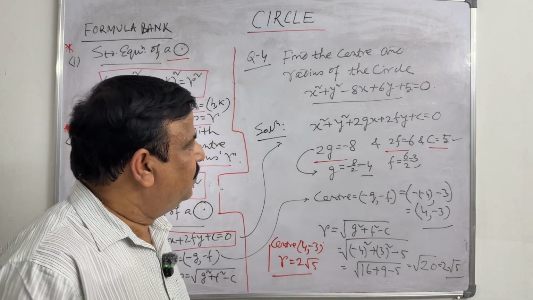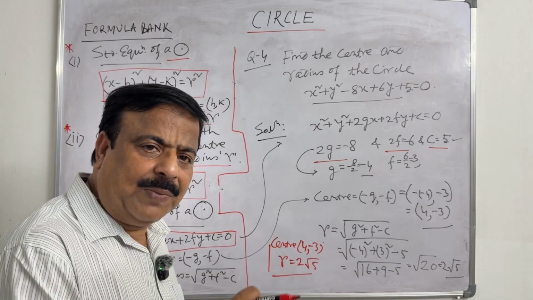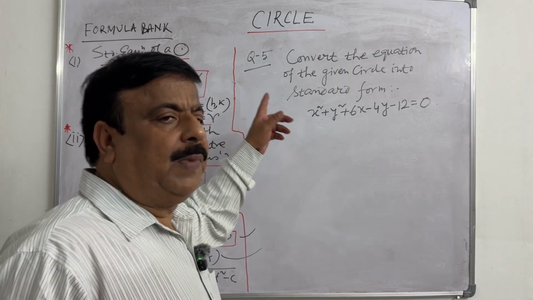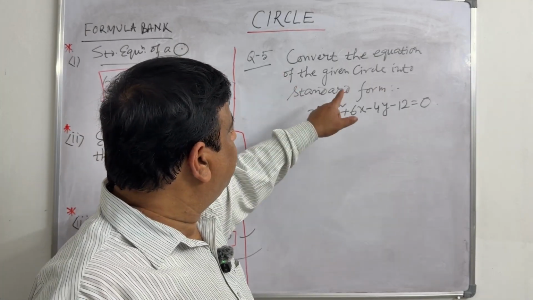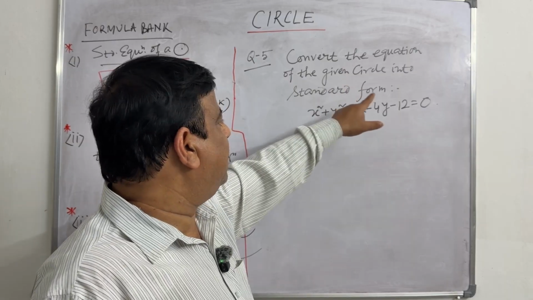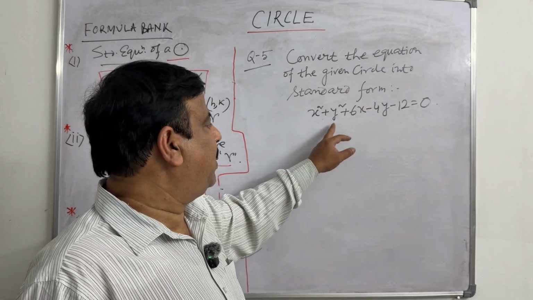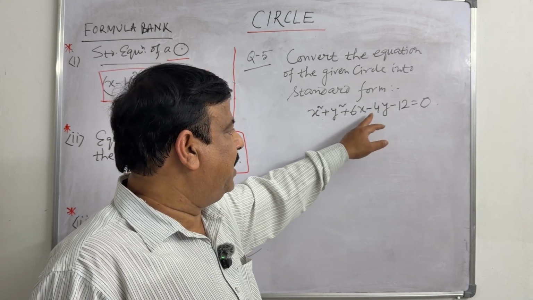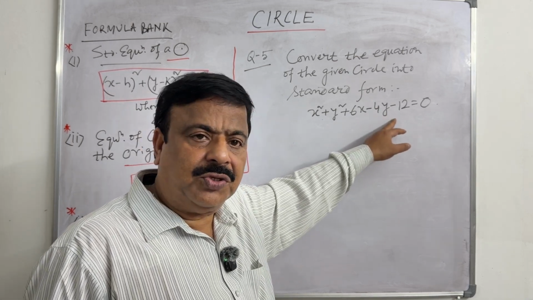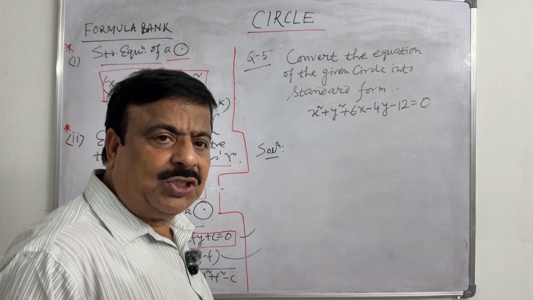Clear? Let's move on to one more problem. This is problem number 5. Convert the equation of the given circle into standard form. What is the equation of the given circle? That is x square plus y square plus 6x minus 4y minus 12 is equal to 0. Okay. So what is the solution?